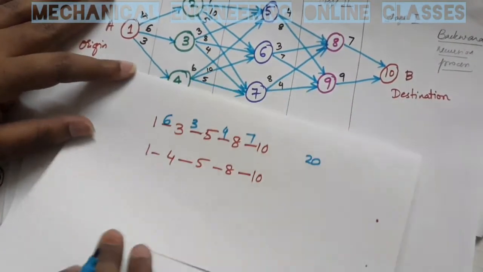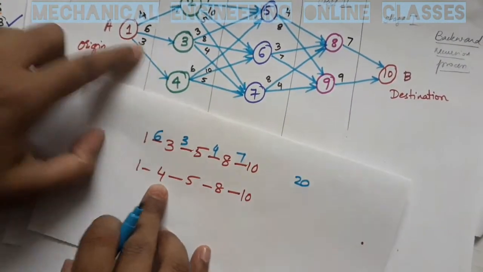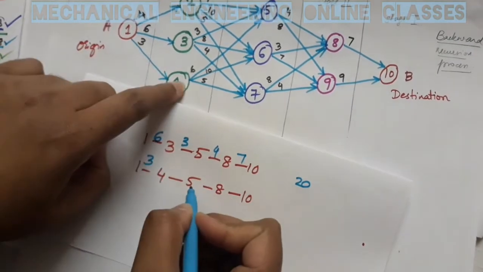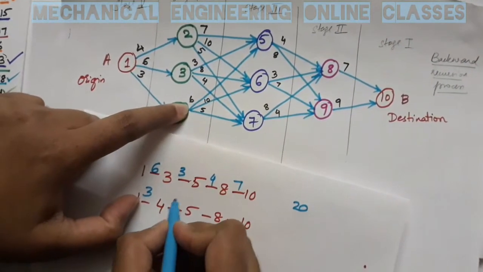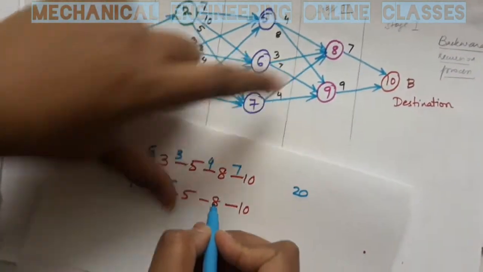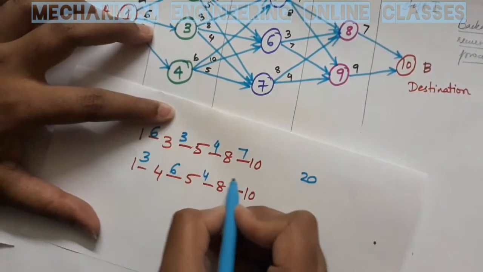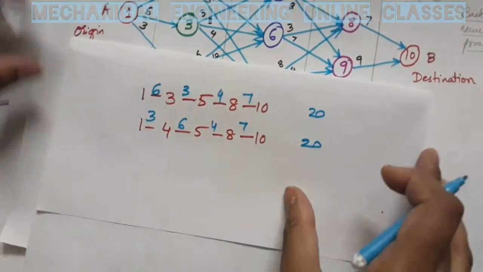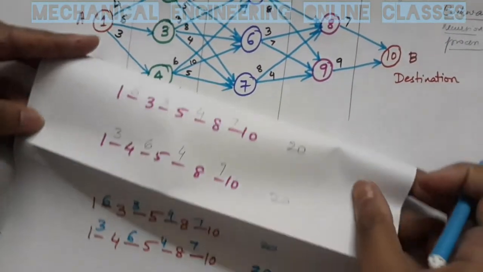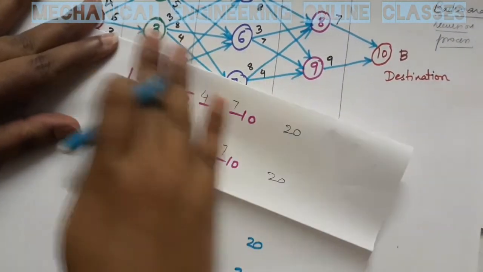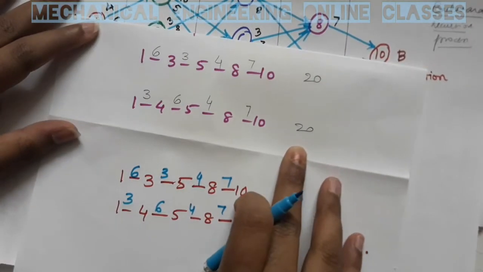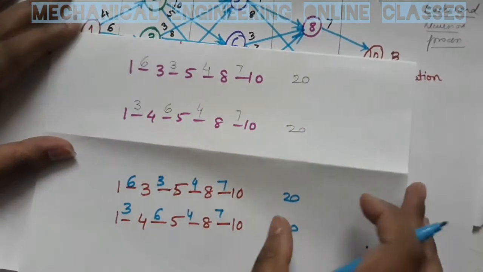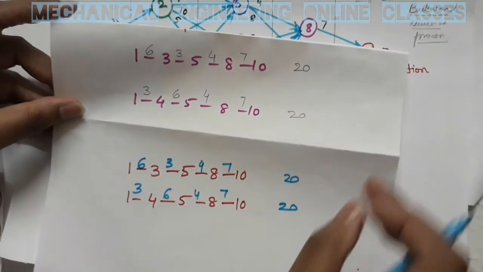Now with this also we can check with the second one. 1 to 4 is 3. 4 to 5 is 6. 5 to 8 is 4 and 8 to 10 is 7. 3 plus 6 plus 4 plus 7 is also 20. So we have got the same answer as that of the forward recursion. So either ways we will get the same answer.